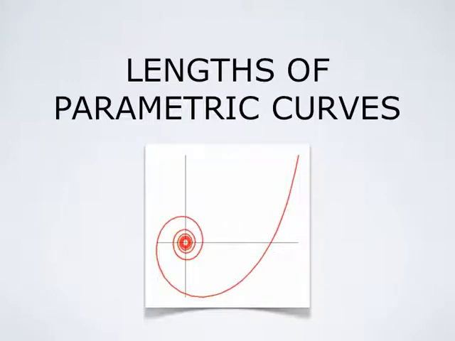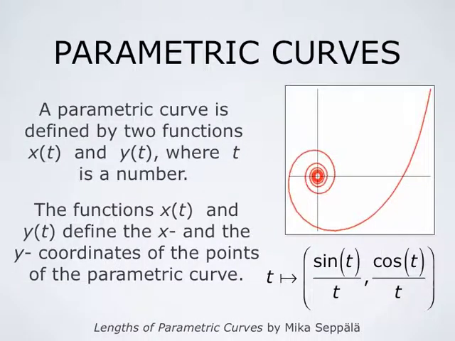In this video I discuss how to compute lengths of parametric curves. A parametric curve is defined by two functions x and y, which depend on a number t. The functions x and y define the x and the y coordinates of the points of the parametric curve. So here x(t) equals sine of t divided by t, y(t) equals cosine of t divided by t. These two functions determine this red spiral shown in this picture.